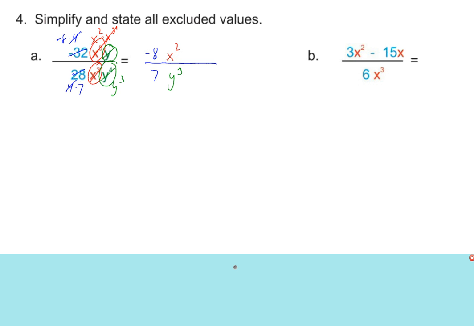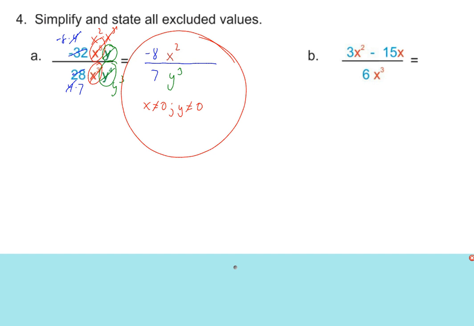But remember, we have to state excluded values. And x cannot be 0 because that will give a 0 denominator. And y cannot be 0 because that will give a 0 denominator. So all of that is the solution to A.